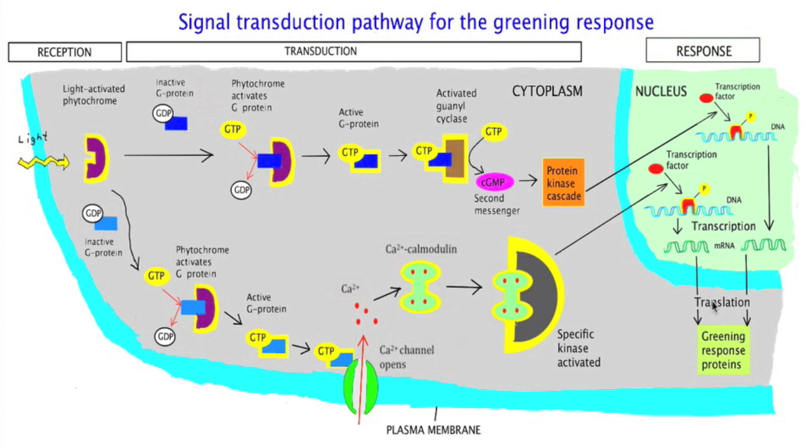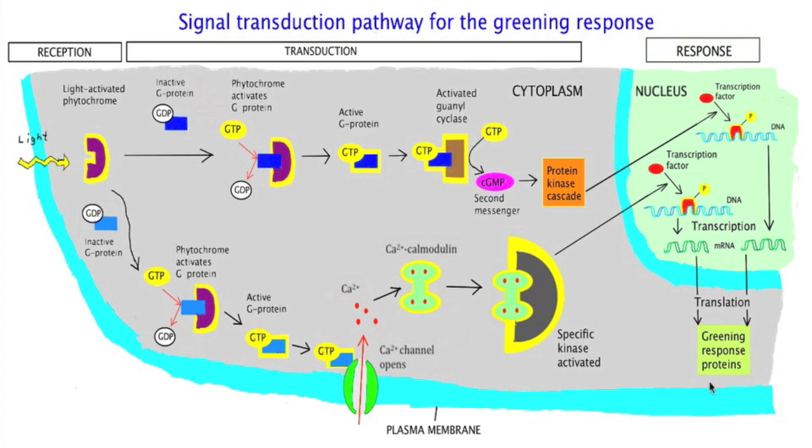Let's clarify that last step. What's the input to translation? The input is mRNA. And what's the output from translation? Greening response proteins. That's right. So the mRNA will be translated, producing greening response proteins. And then those would cause things like chlorophyll to be produced.